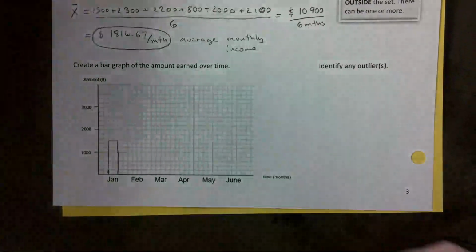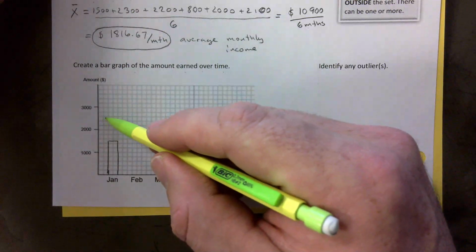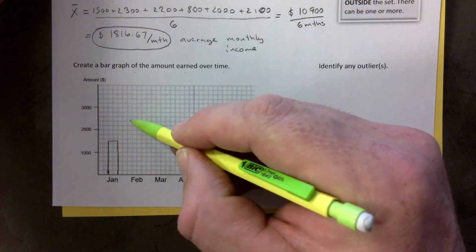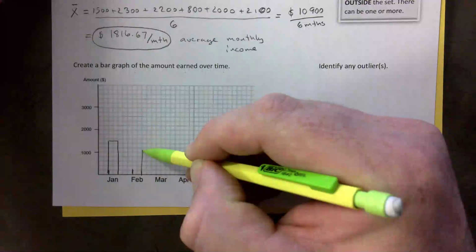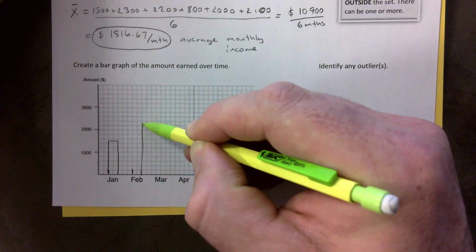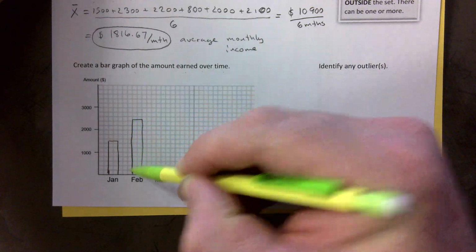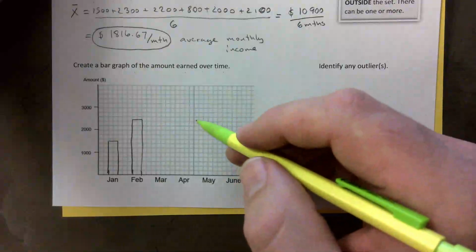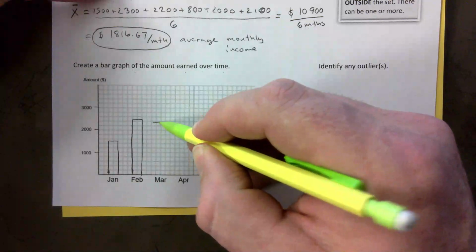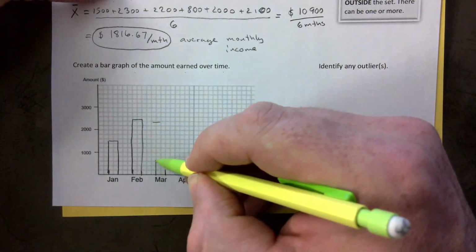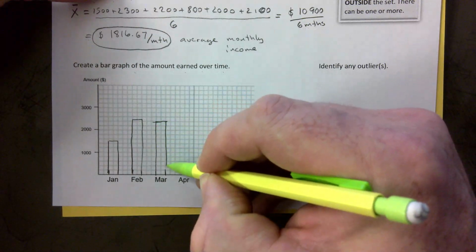Okay, 1,500. For February, it's 2,300. This will be 2,250 right here. Just make it 2 boxes wide and then just go up. Approximately is good enough today, okay? It doesn't have to be exactly there. March is 2,200, so that bar should be a little shorter than the one in April.